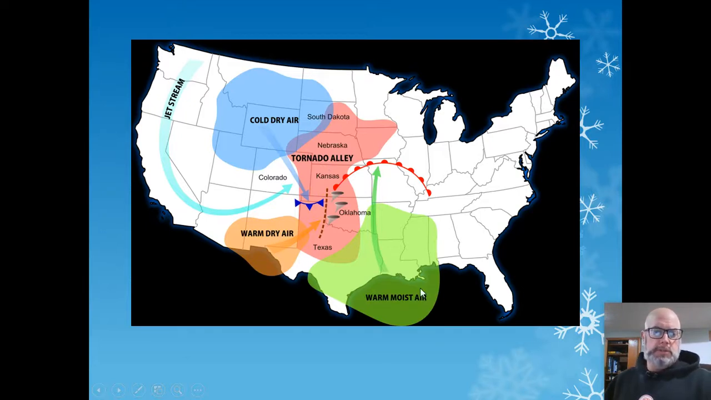And it largely is due to the air masses that meet there in that little area, and there's a lot of flat area for it to travel across. Tornado Alley.